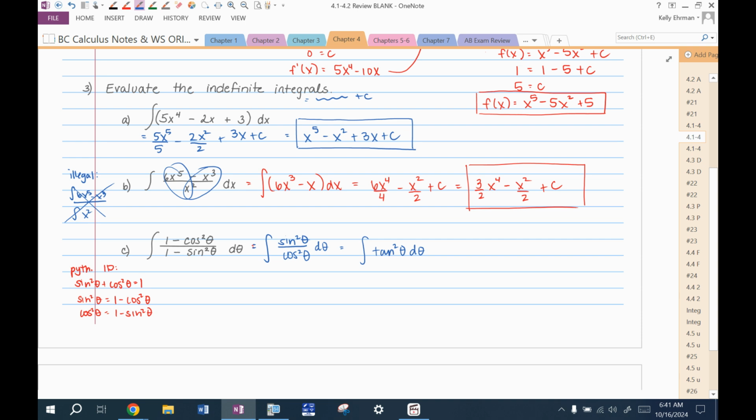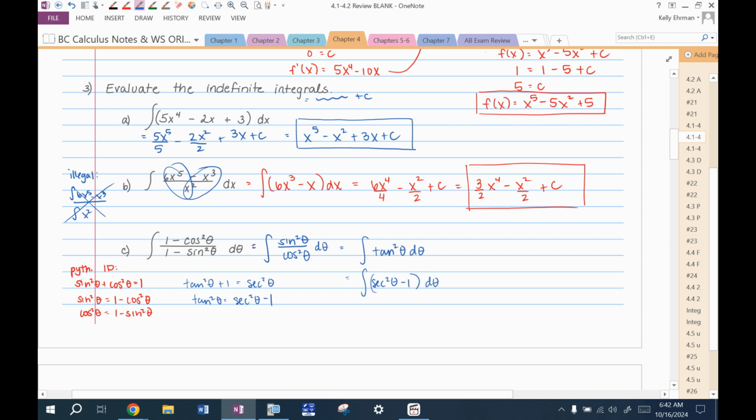All right, well, what else can we do? We can say that tangent squared is, here's another Pythagorean identity for you. Tangent squared theta plus 1 is equal to secant squared theta. All right, so what does that mean? Well, if I have tangent squared theta, I could replace that with secant squared theta minus 1. Does that help me?